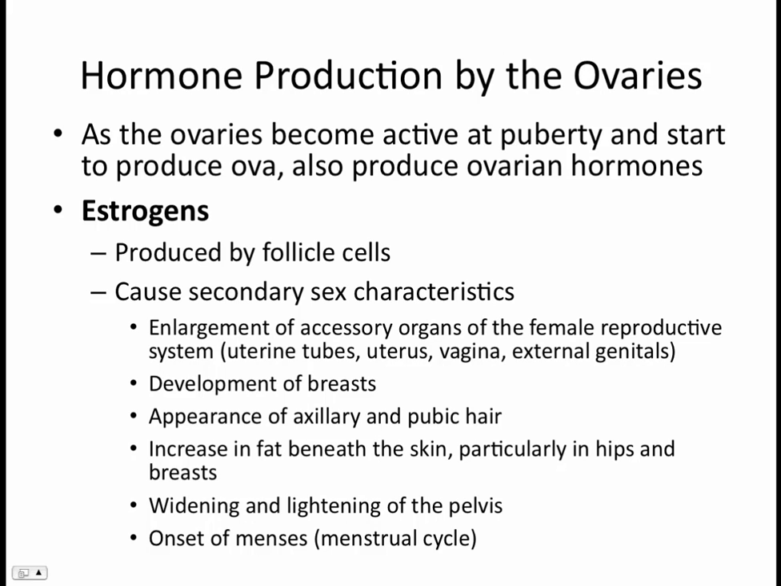Okay, one more time going over these hormones. Estrogen is going to be produced by the growing and developing follicle cells, so from that ovary towards the Graafian follicle. And while that's occurring, it's also going to cause secondary sex characteristics. So development and enlargement of the uterine tubes, the uterus, vagina, and external genitalia. Development of the breast, widening of the pelvis, and also the onset of menses.